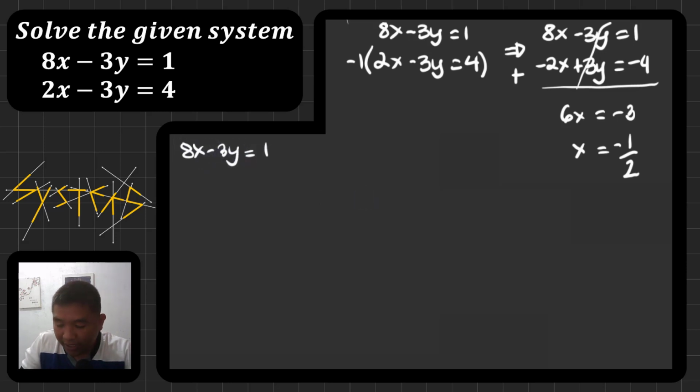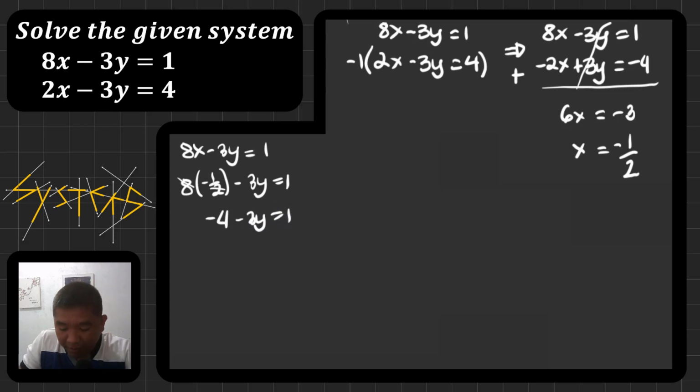To solve for y, let me substitute x. So 8 times negative 1 half minus 3y equals 1. Okay, so again, multiply fractions by integers. That's negative 4, because again, you could cancel that out, right? So you'll have negative 4 minus 3y is equal to 1.